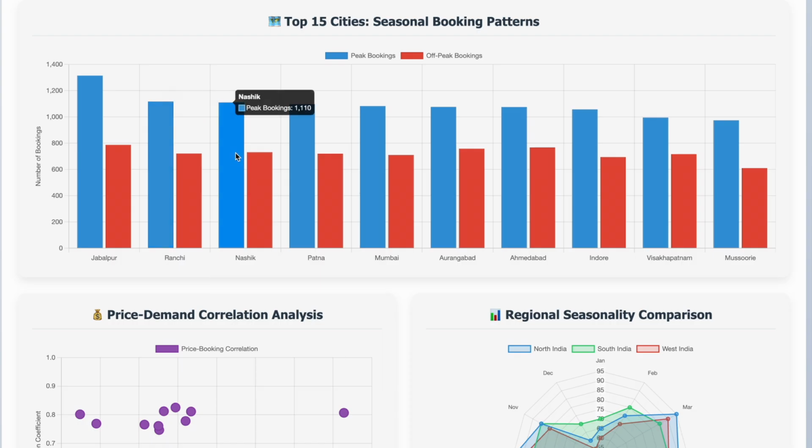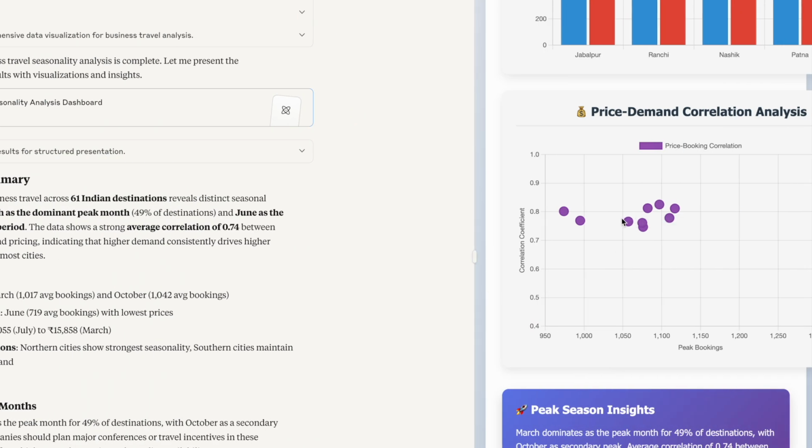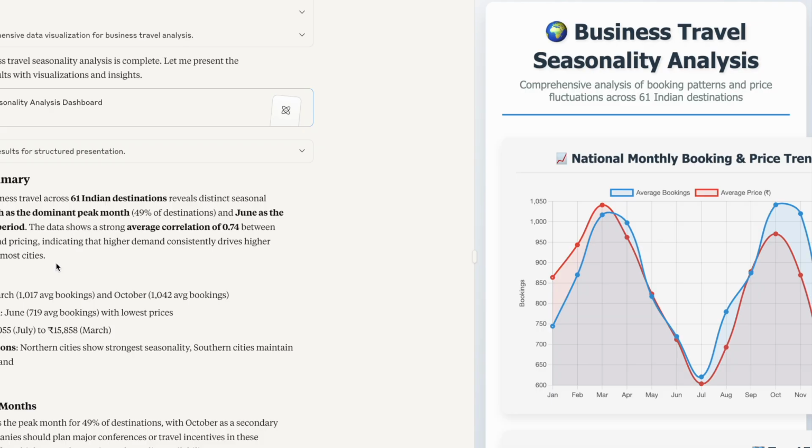This has seasonal booking patterns. So for each city, what was the number of peak bookings and what was the number of off-peak bookings? This has a correlation between the price and peak bookings by showing the correlation coefficient between the peak bookings count and the price at that count. This has a seasonality comparison across different regions, North, South, and West India. This was a graphical summary of the analysis.